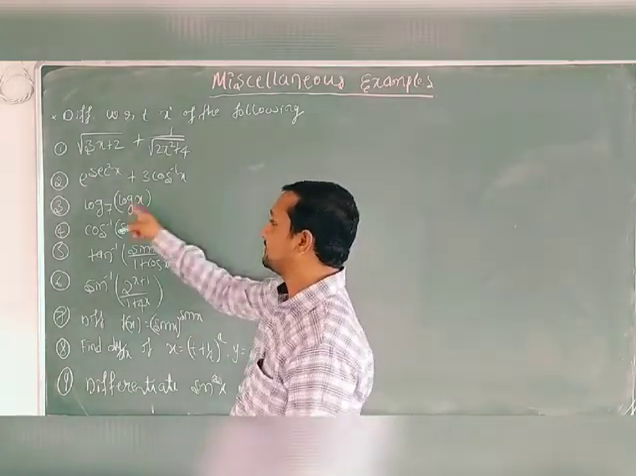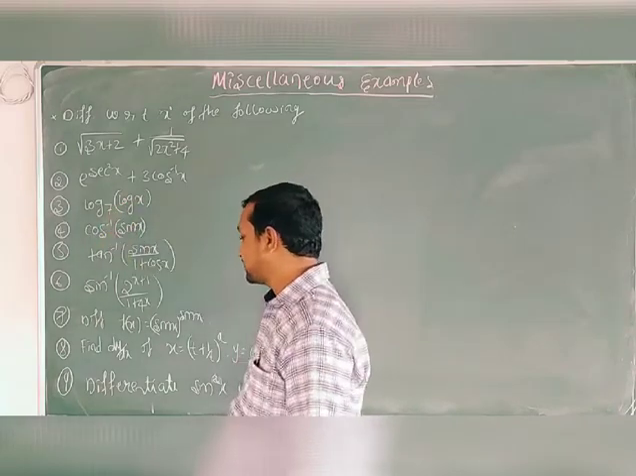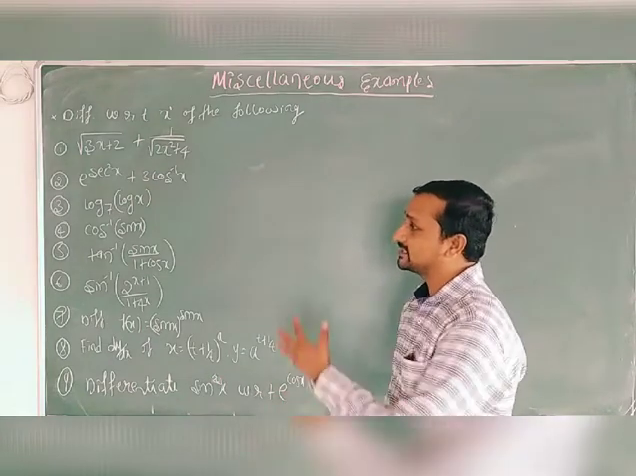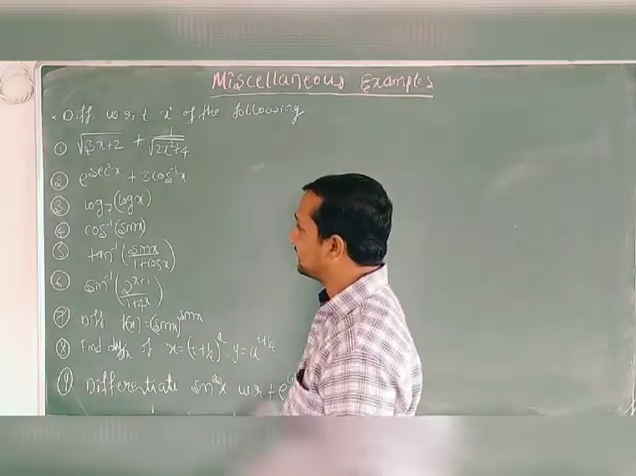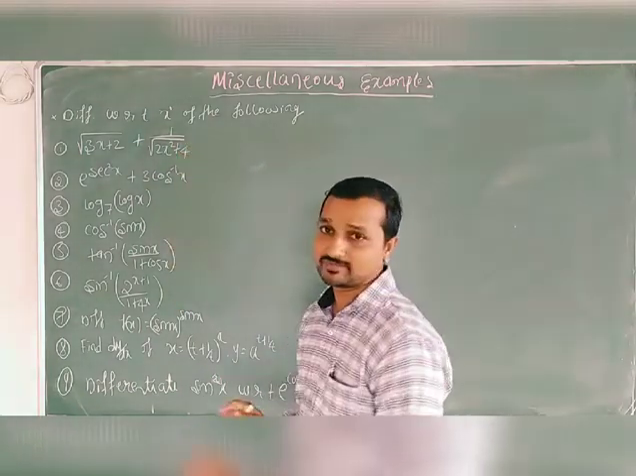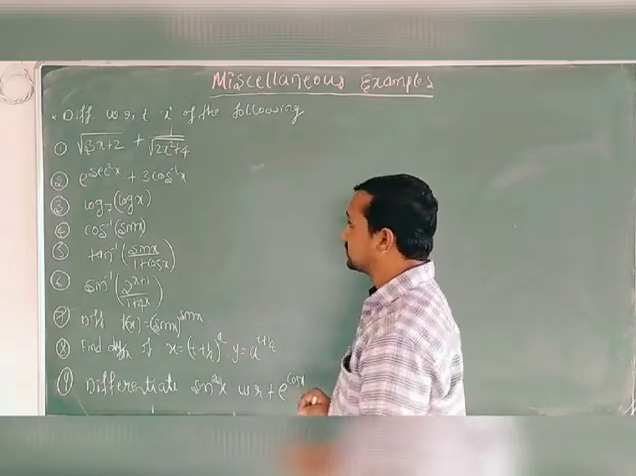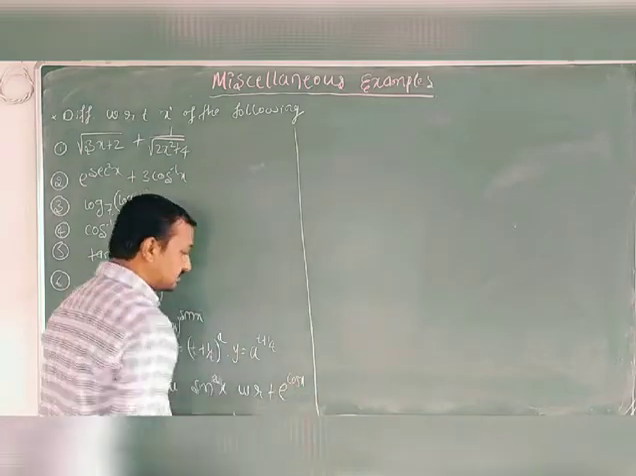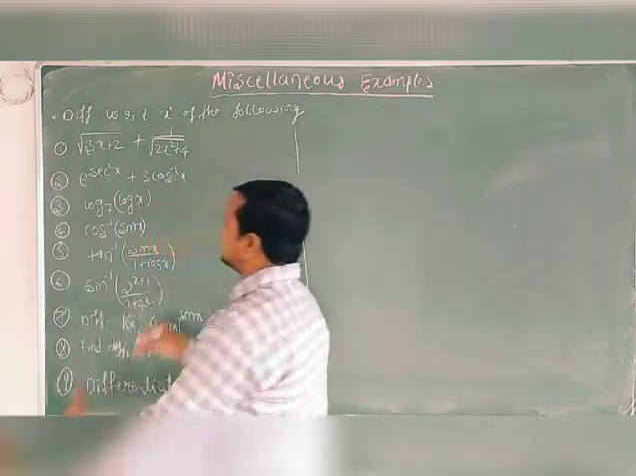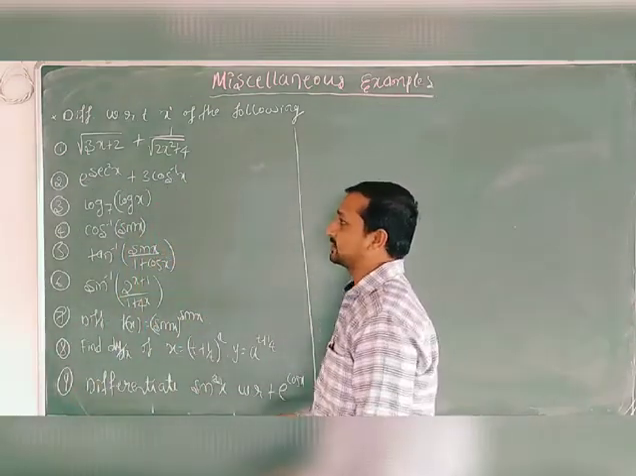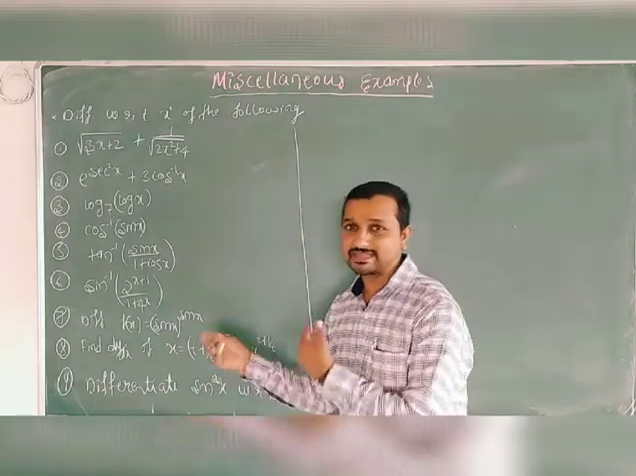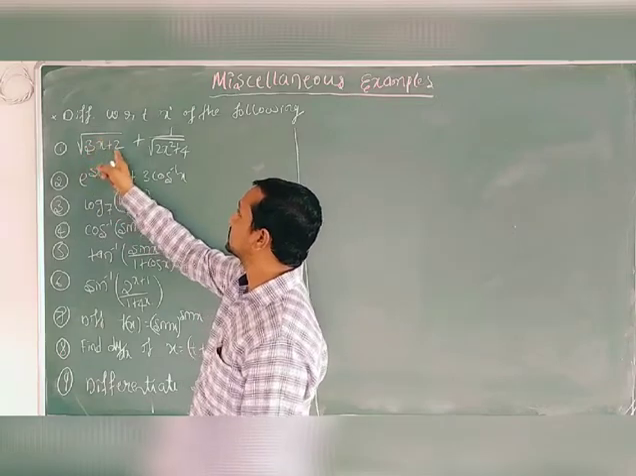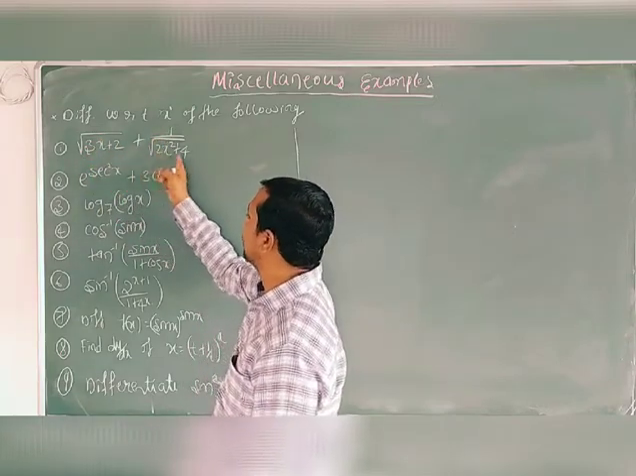That is the third example: log x to the base 7, and differentiate sin square x with respect to e raised to cos x. These two examples are very important. These are the miscellaneous examples. Here I can give some hints. You write these examples. Only important examples I can solve.